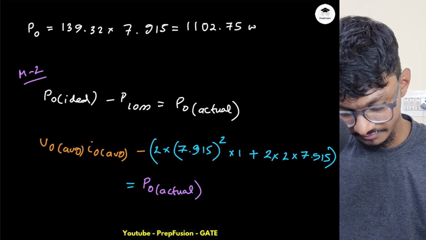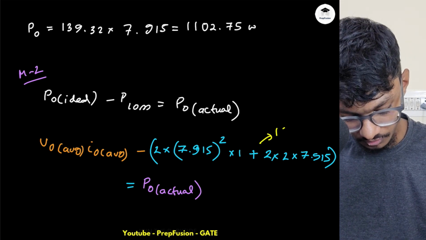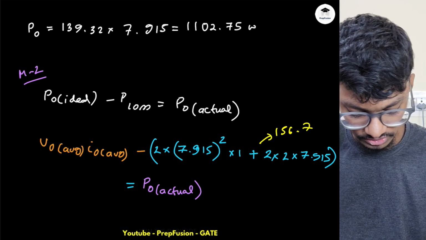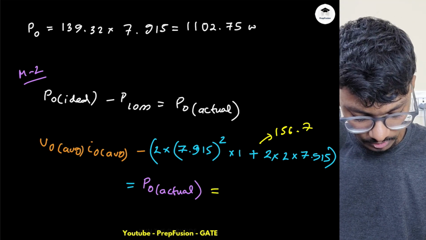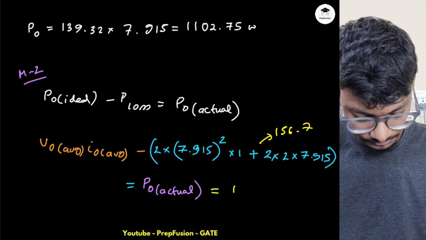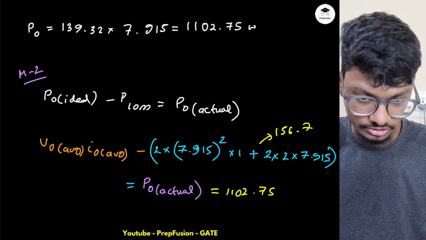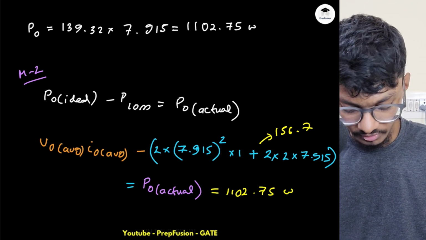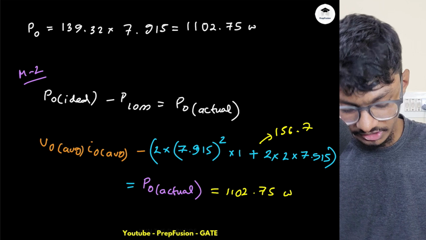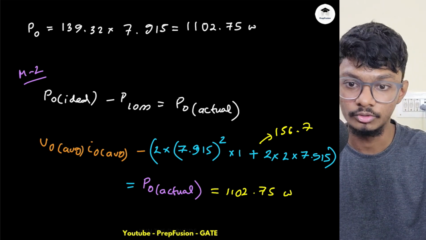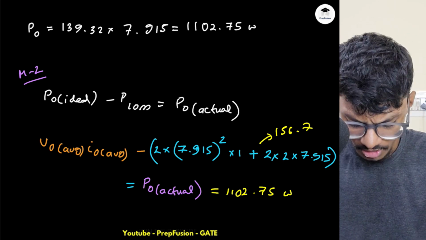This will come out to be 156 point something. I just computed it, it is not showing here, 156.7 or something. And my PO actual will come out to be 110.75. You can cross verify by the usual method as well. It will come out the same. So whatever we have done is the same. So you can follow either of these 2 methods, whichever you are able to understand better. Okay, so all this we have computed.